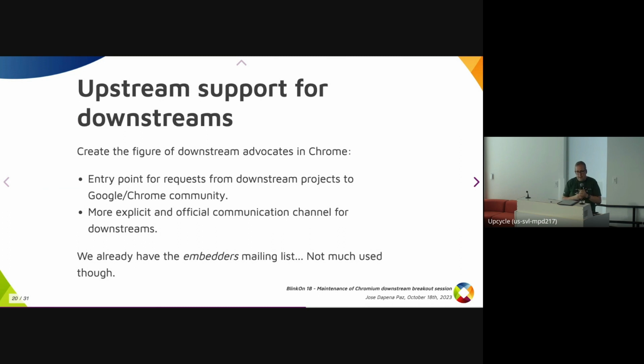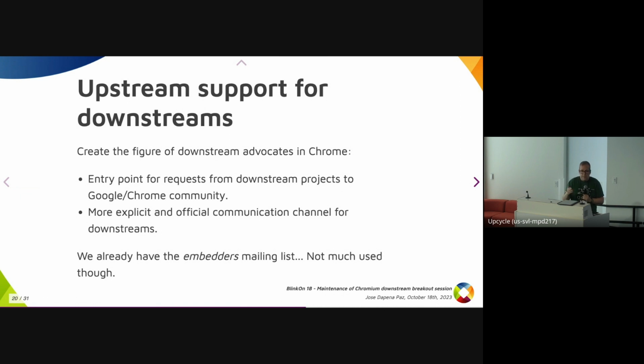We already have the embedders mailing list. It's not working much right now because there's not much activity. It's something to blame on both sides, I guess, downstreams and upstream, as there's not a lot of conversation there. But it would be good to recover it or to make it work. Yeah, basically the other thing, in the same direction, is that if we have more explicit channels, like, okay, we have this channel, these people who are going to be good contact points for downstream concerns, that would be great.